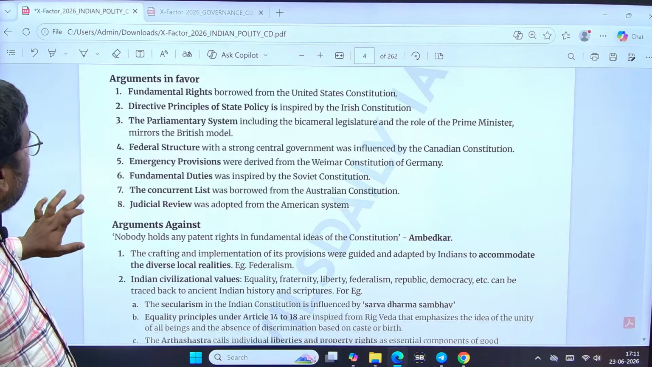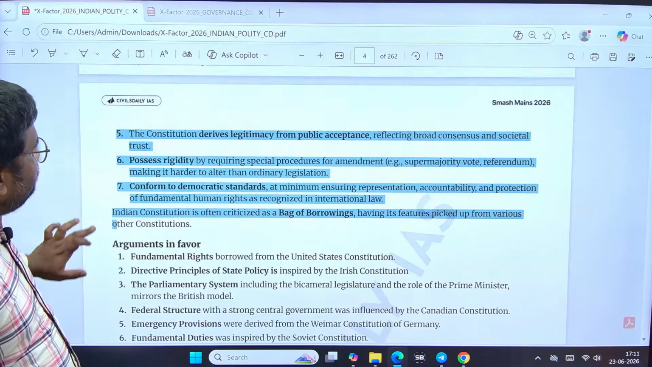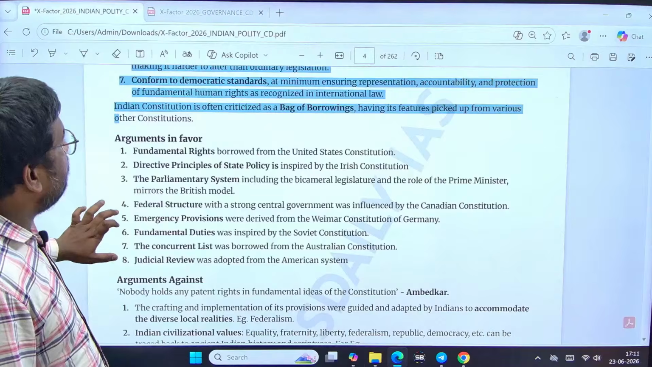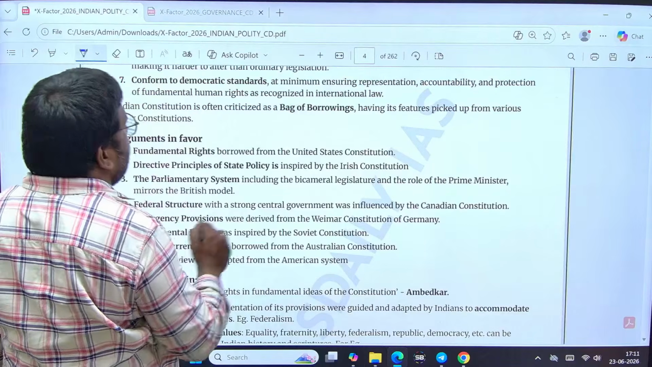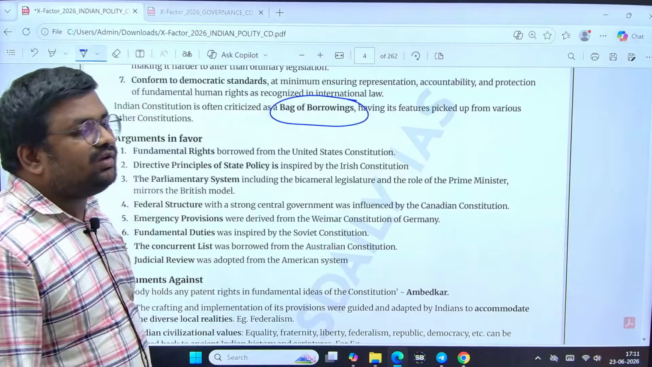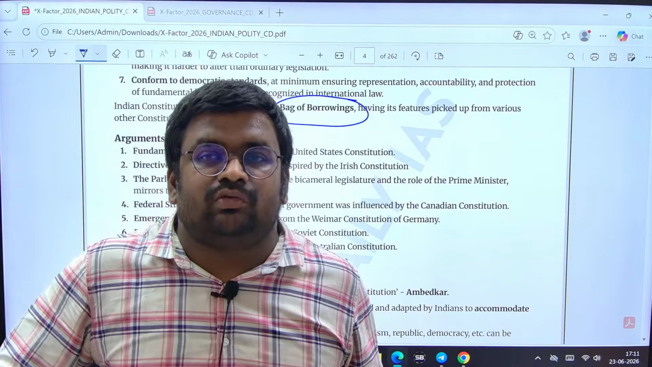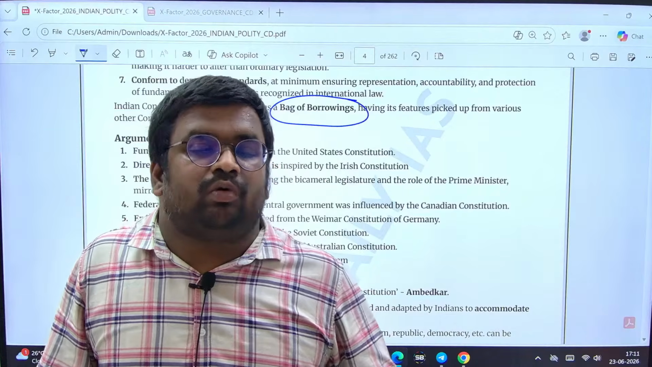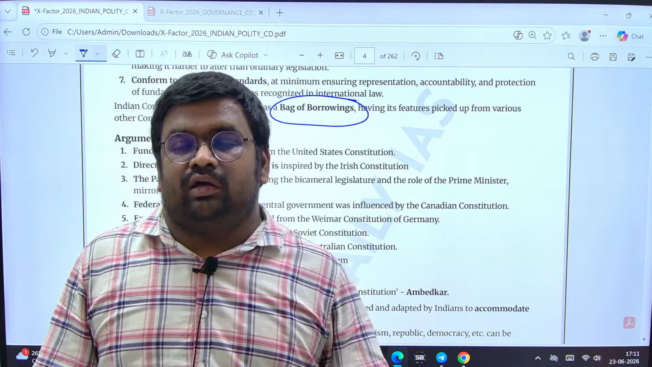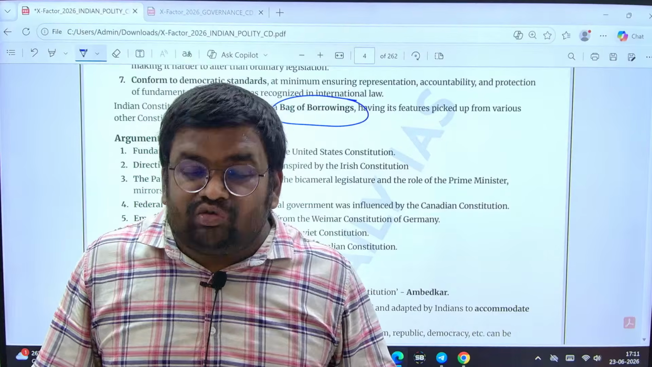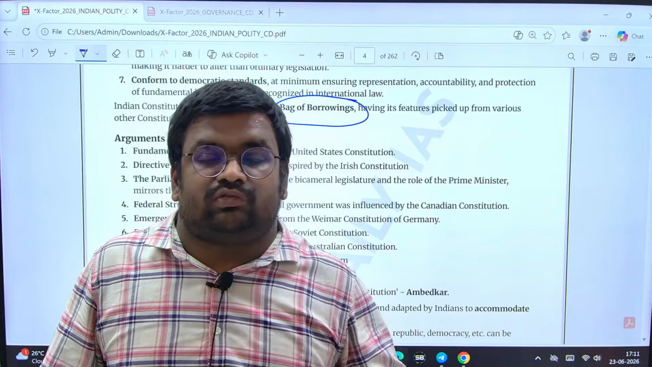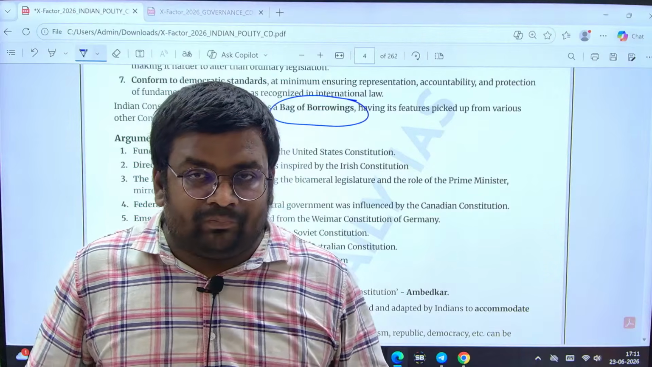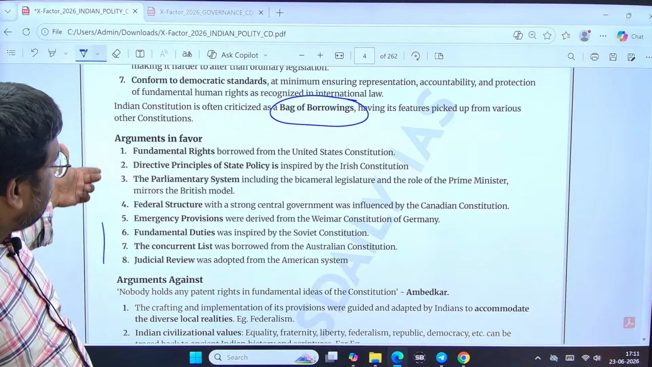What else? For example, the theme is Indian Constitution as the bag of borrowings. ठीक है. So the criticism of Indian Constitution as a bag of borrowings. You can get a 10 marker question where they can ask you, do you agree with the view that Indian Constitution is a bag of borrowings rather than the unique constitution, or rather than the original constitution on its own. Okay, so basically you will be giving arguments in favor and arguments against.